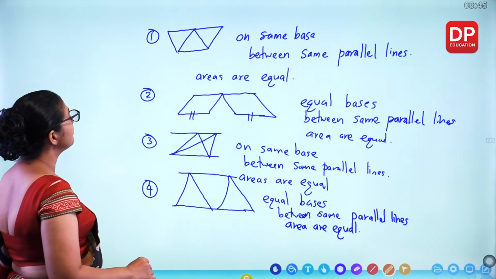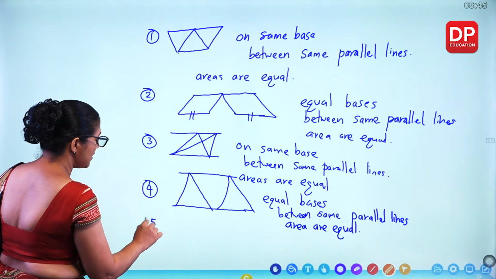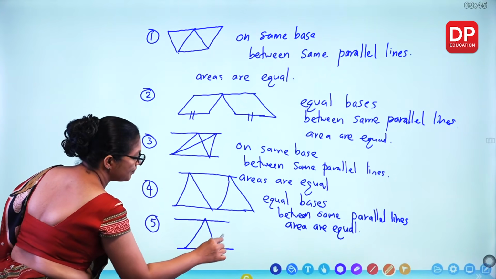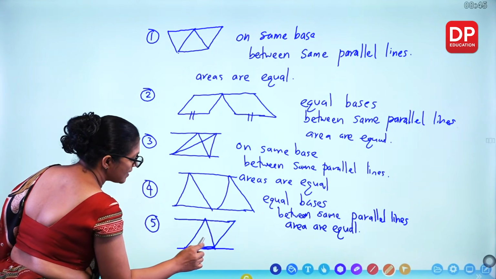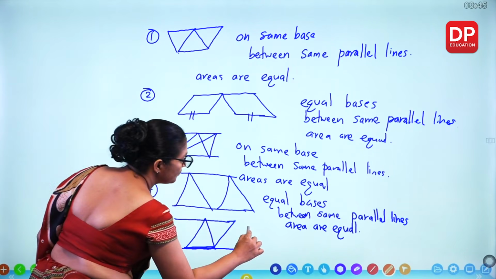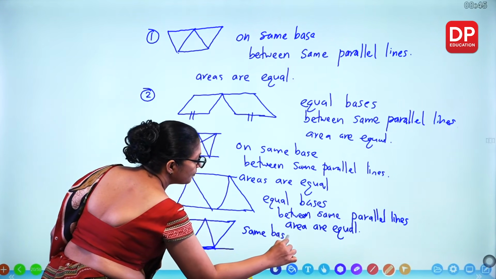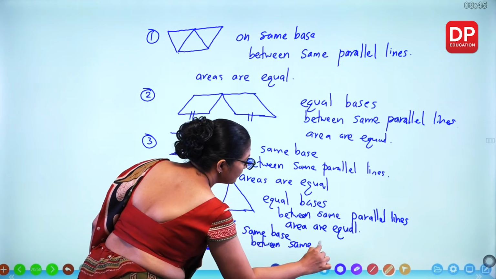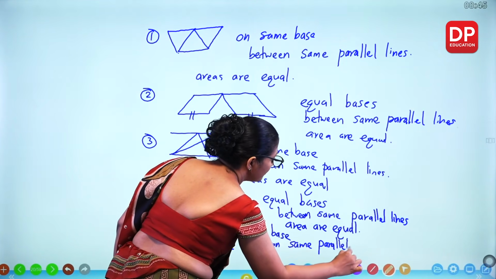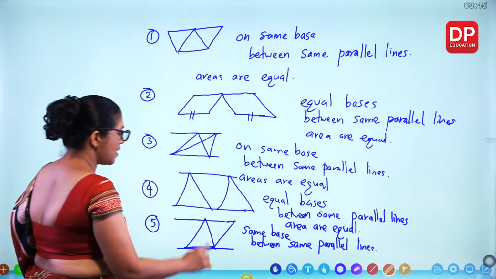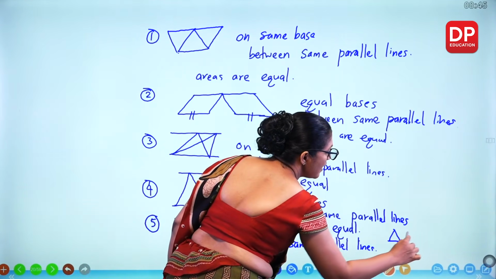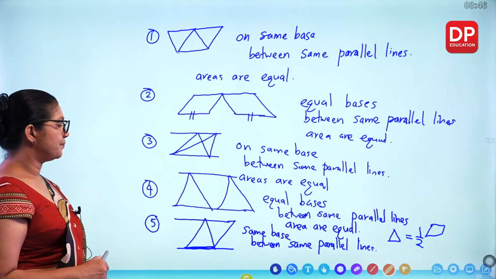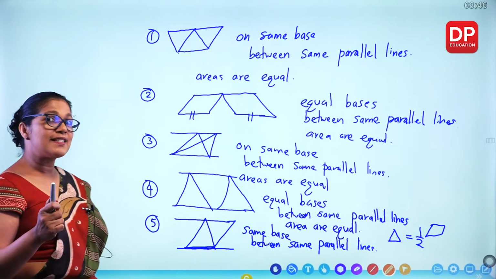And the last one, the fifth one we said, when you look at a triangle and a parallelogram on the same base and between the same parallel lines, the area of the triangle is equal to half of the area of the parallelogram. That's the fifth one. The sixth theorem is the converse theorem.